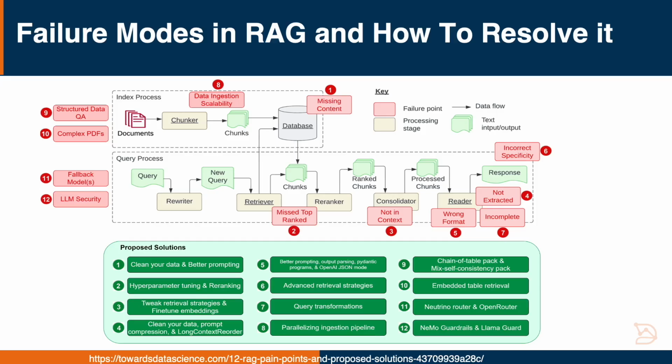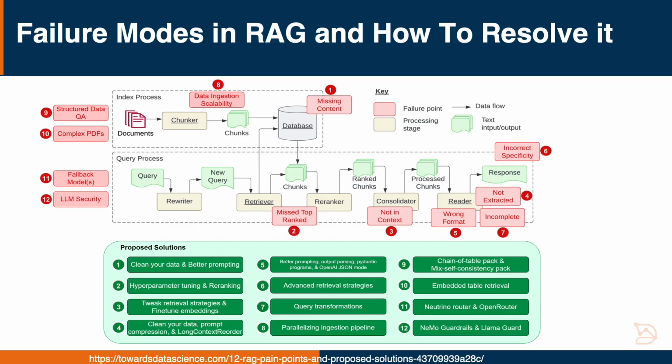It's not going to really know what it is because it doesn't understand it. So when you are dealing with structured data, some of the things that you have to do are chain-of-table prompting and then mixed self-consistency prompting. Another thing is embedded table retrieval. One other thing that I've seen is people directly embedding the table like images into the LLM with vision models, so that the vision model directly understands that this is a table. Now, the next one would be a fallback model.